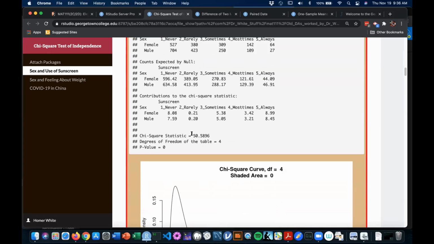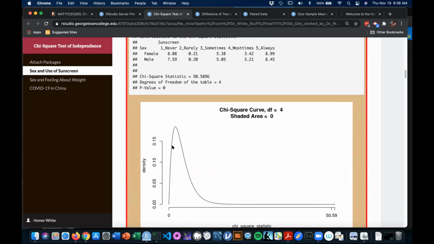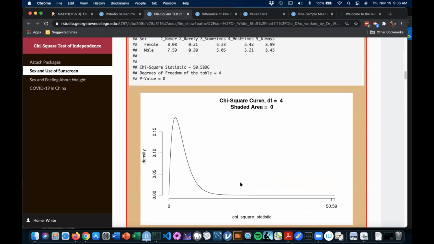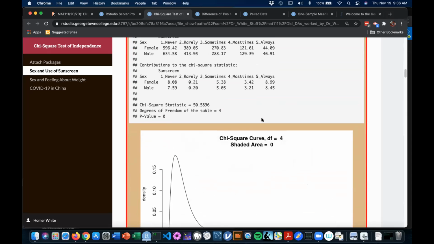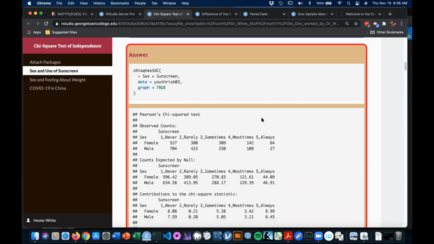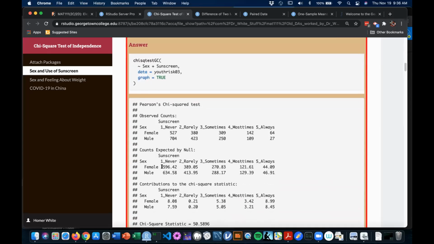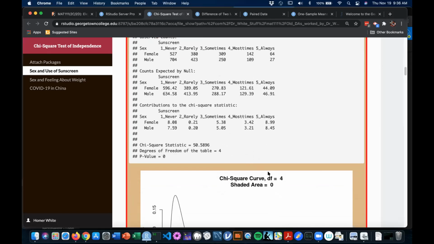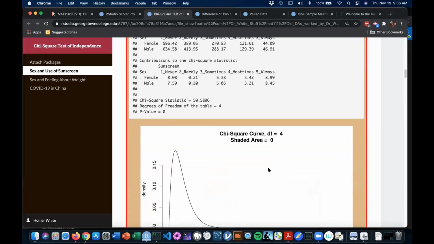Anyway, they also give the chi-square statistic, the degrees of freedom, and the p-value. And with this graph, they're reminding you that they're approximating the p-value by looking at the area underneath the chi-square curve with 4 degrees of freedom. 4 degrees of freedom because it's rows minus 1 times columns minus 1. So rows is 2, columns is 5. 2 minus 1 times 5 minus 1 is 4. Okay.